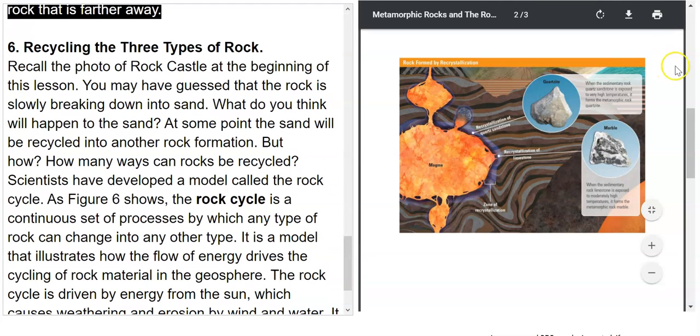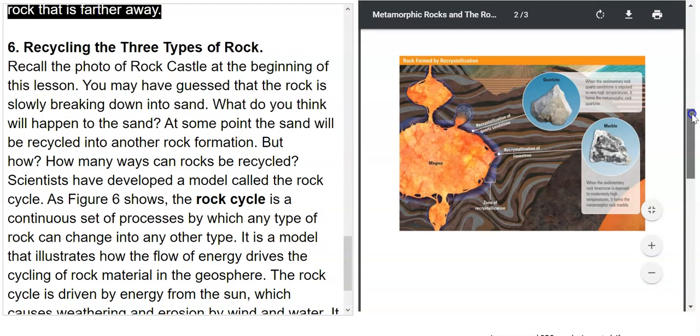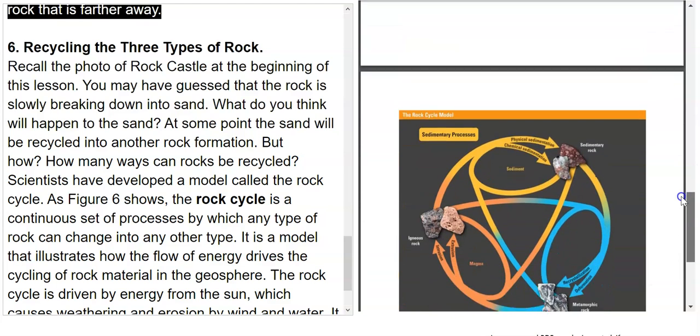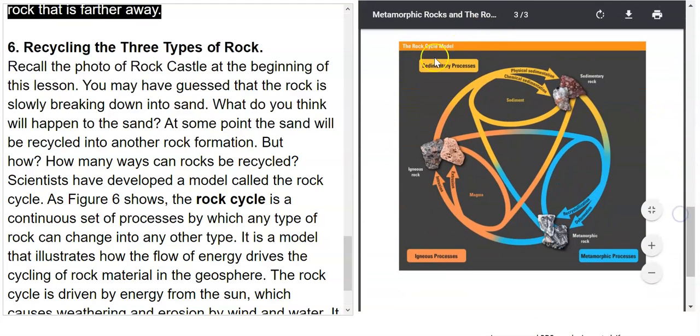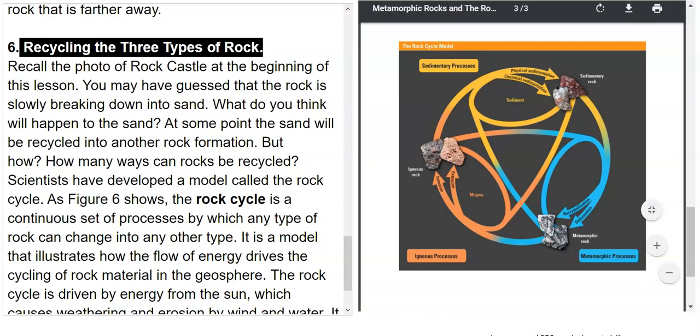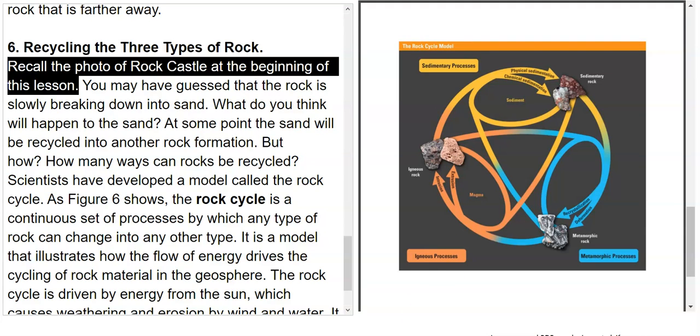Now let's think about recycling these types of rocks. This is lesson 6, or section 6, I should say. And here's the diagram of what we call the rock cycle. If you notice, it doesn't matter where you start, you can end up anywhere you want. You can start here and you'll end up here. But if you start here, you can end up back to here. Or if you start here, you could actually circle back around on here. I mean, it's a cycle, like a bicycle. Recycling the three types of rock.